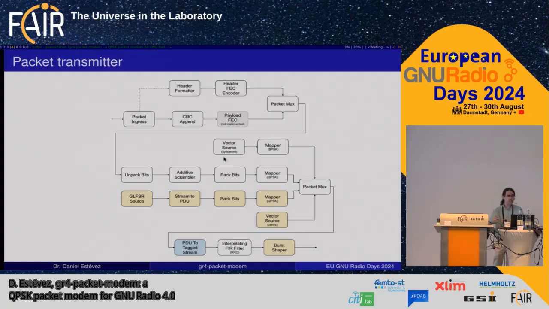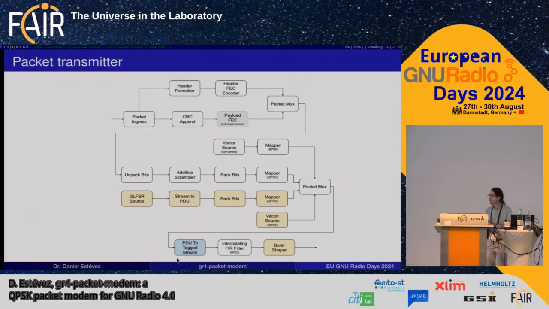The header is generated as a vector source, which keeps repeating the sync word pattern. And then you have these mapper blocks to modulate, so to convert from bits or pairs of bits for QPSK to complex symbols. These things in yellow are only present in burst mode, so all of this is about the tail at the end of the packet for the ramp down sequence. And then you have these packet muxes to group all the symbols together.